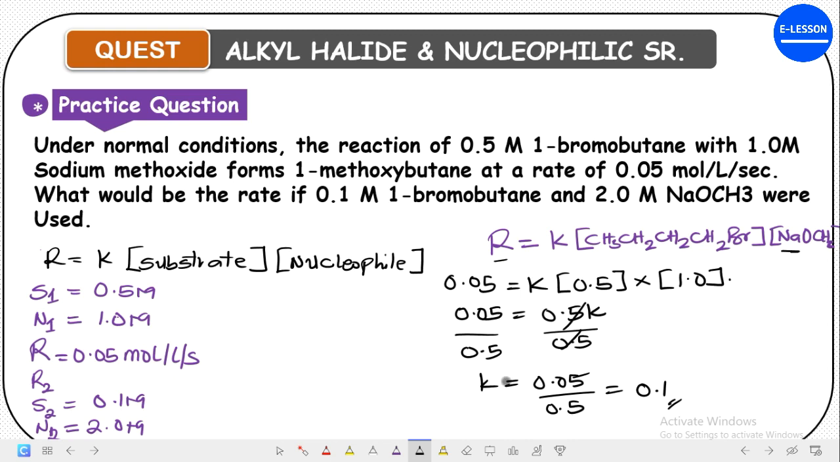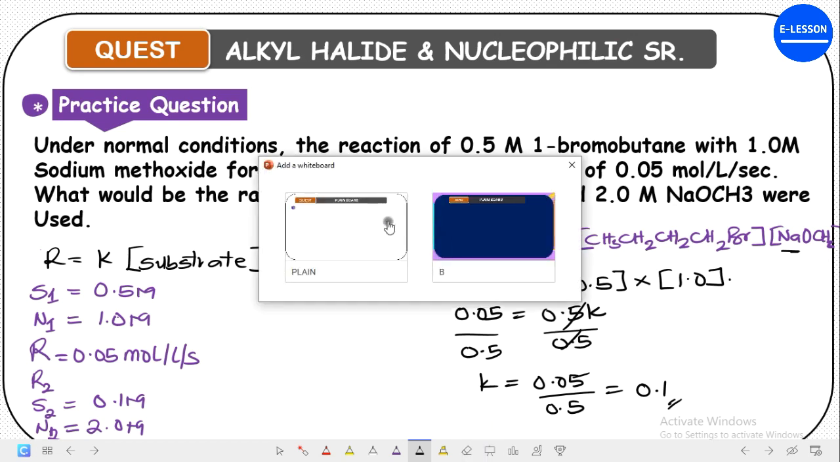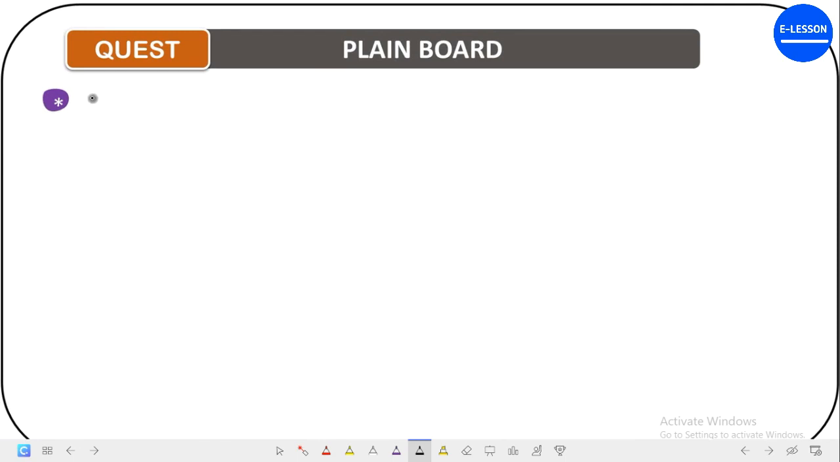All right. Now, have we gotten 0.1 as our rate constant? The next thing we need to do now is find the rate if 0.1 mole 1-bromobutane and 2.0 mole sodium ethoxide were used. So what we are going to do now is very easy. What is our rate constant? Our rate constant K is 0.1. Now, what is our rate? Our rate is K bracket bromobutane, and then you have sodium ethoxide.